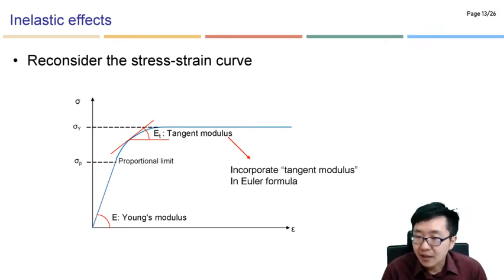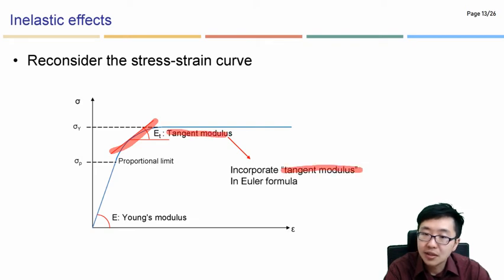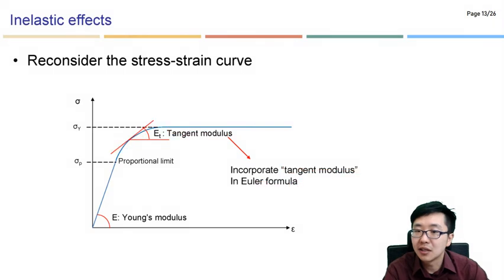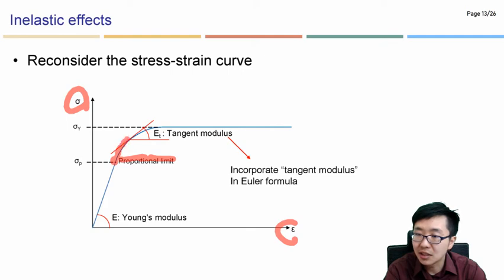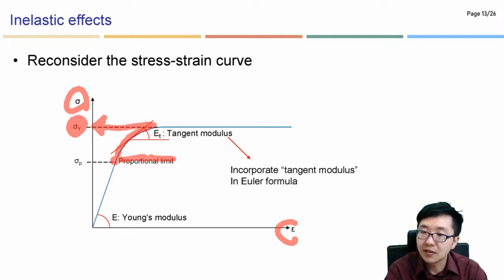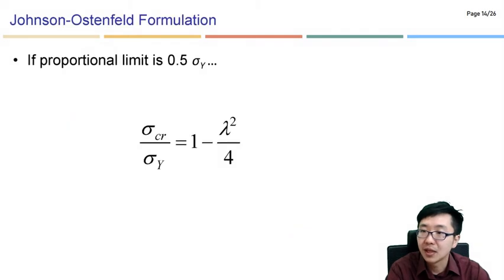And the inelastic effect, what they are talking about is here, like this region, tangential modulus, like in all the formulations. So reconsider the stress and strain curve. As you can see here, we have the proportional limit, and then our stress strain curve will be changed like this, and then we will experience yielding. We have this kind of tangential modulus, and Johnson-Ostenfeld formulations, if the proportional limit is 0.5 times yield, half of yield, then he suggests that, okay, we had better utilize this one.